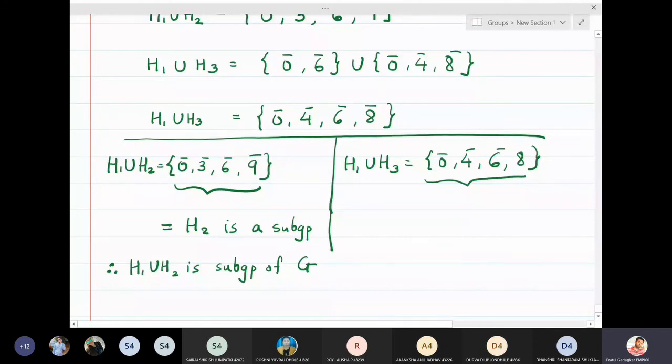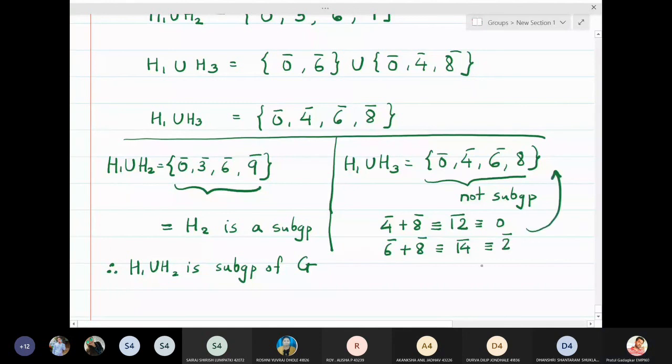Whereas if you look at H1 union H3, is it a subgroup of our group G? This is not a subgroup because if you add 4 bar and 8 bar modulo 12, this is nothing but 12 bar, which is congruent to 0 bar, which is okay. Let me take instead 6 bar and 8 bar. What is 6 bar plus 8 bar? It is 14 bar, which is congruent to 2 bar. But 2 bar is not a member here. 2 bar is not in H1 union H3.